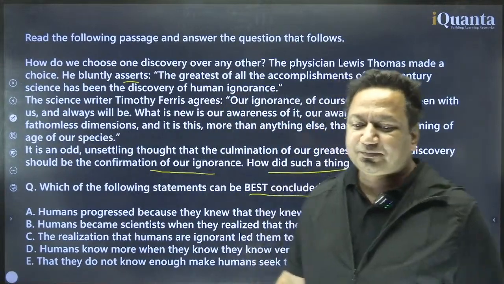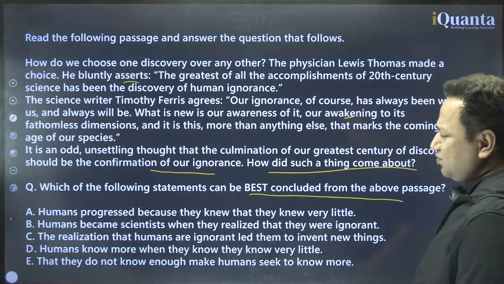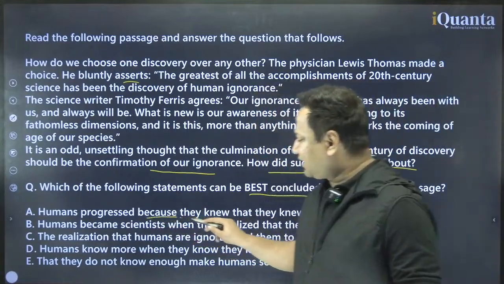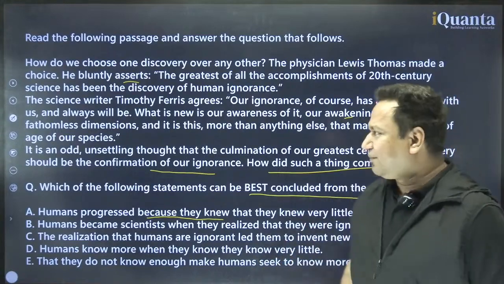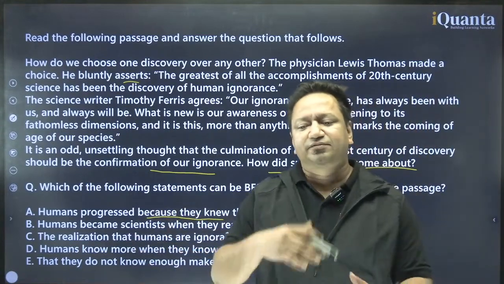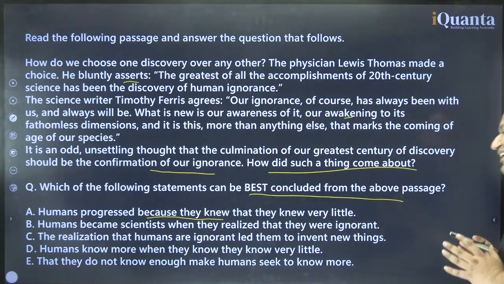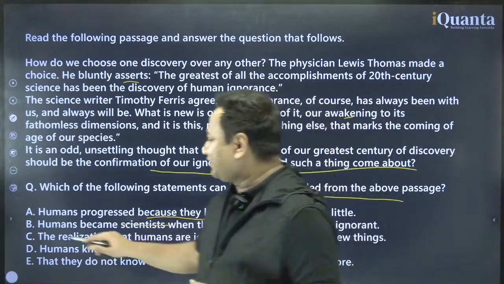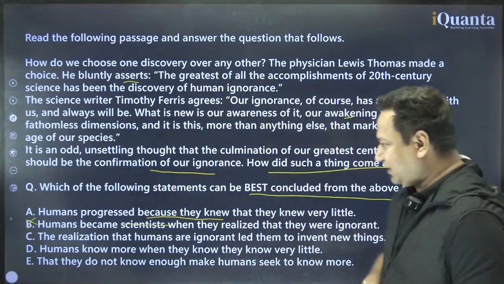Best concluded. First, humans progressed because they knew that they knew very little. This is kind of correct, but this is a very general kind of statement. Let's read others also, because there's a possibility in these questions that a lot of statements look similar. B says humans became scientists when they realized that they were ignorant. Becoming scientists is not the only way to grow. So B is a very narrow statement, to be deemed true.